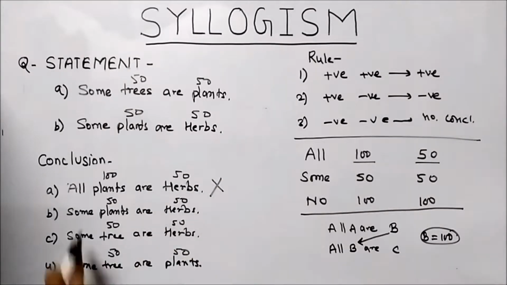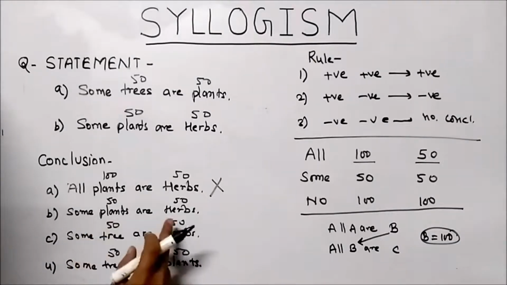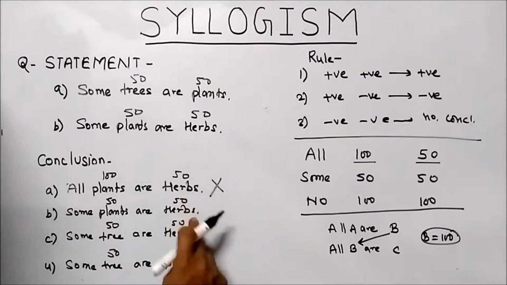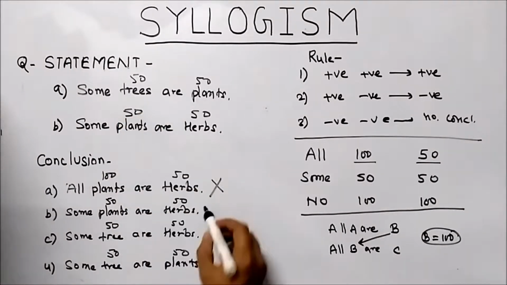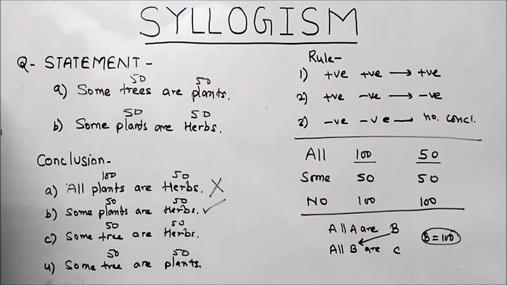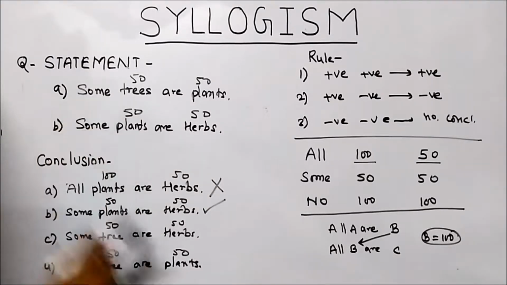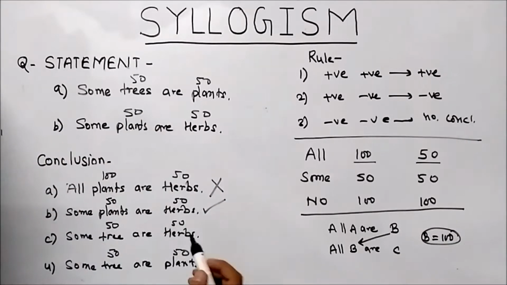Now check second conclusion. Some plants are herb. This conclusion is made up of two elements, plants and herb. Plants and herbs are present in only second statement. Now check their values. Herb here is 50, 50. Here plant is 50, here plant is 50. This conclusion is true. Now check third conclusion. Some trees are herbs. Now this conclusion is made up of two elements, tree and herb. Tree is present in first statement. Herb is present in second statement. There is no direct relation between these two statements, so this conclusion is not true.